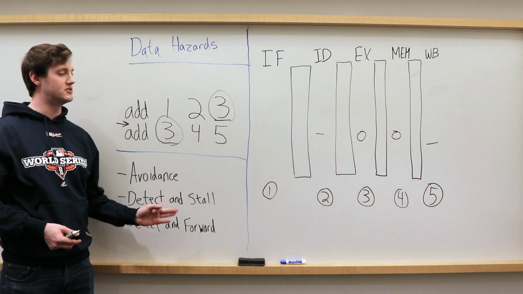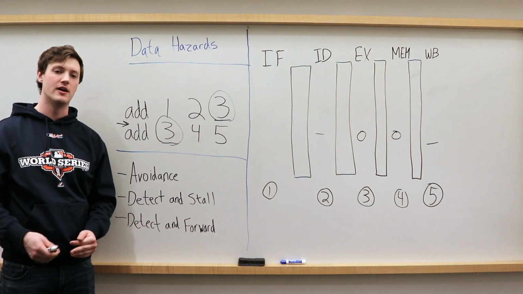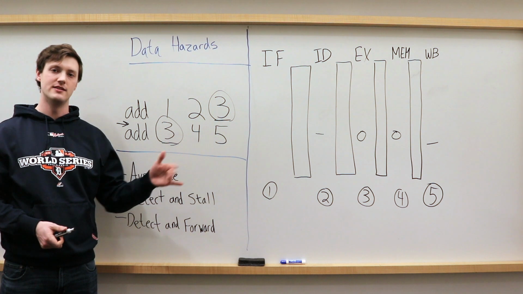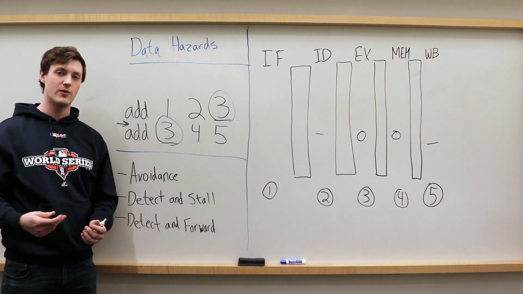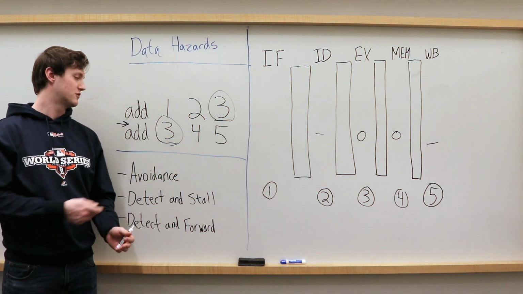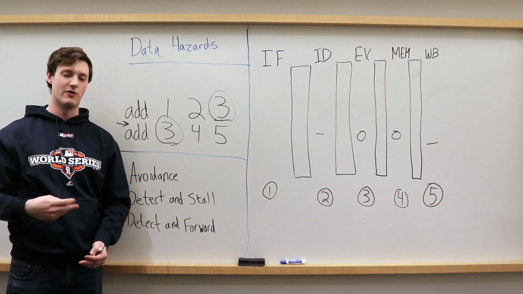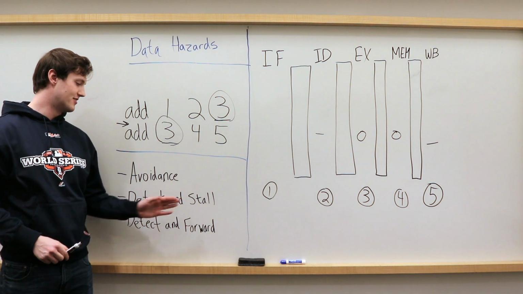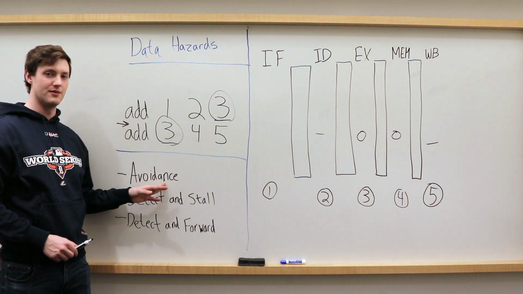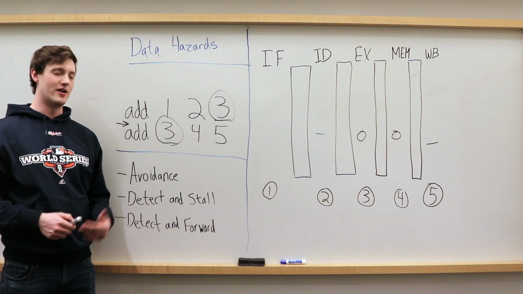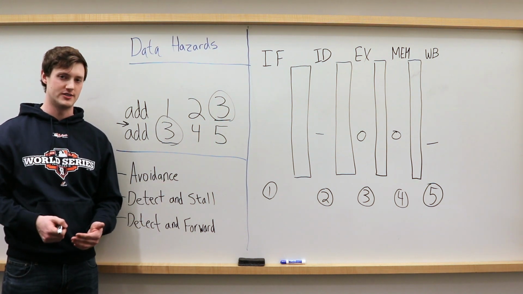But in the detect stall case, it's not on the programmer to insert these no-ops. Instead, that functionality is added to the pipeline, into the hardware. And so then the hardware components will be able to detect when there are these data hazards, and will insert as many no-ops as needed. So again, these two are very similar, but avoidance is on the programmer on the software side, and detect stall would be already implemented into the pipeline on the hardware side.